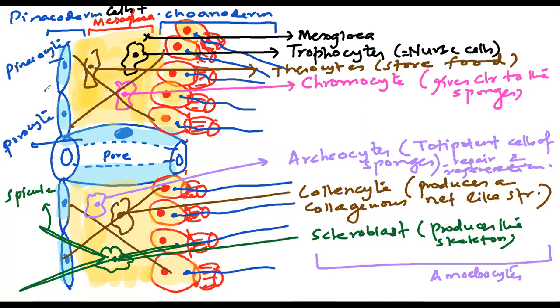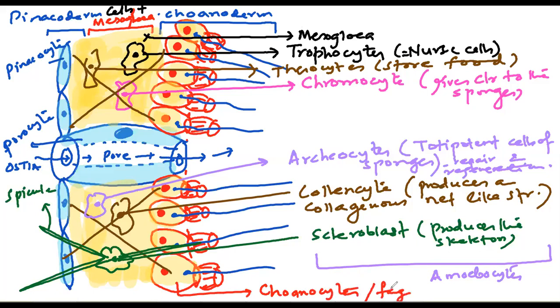Porocyte is a specialized pinacocyte. So its opening is called ostia. So water will go from here into the sponge body. Understood? Now these red cells are the characteristic cells called choanocytes or flagellated cells. They have flagella, so they are also called flagellated cells.